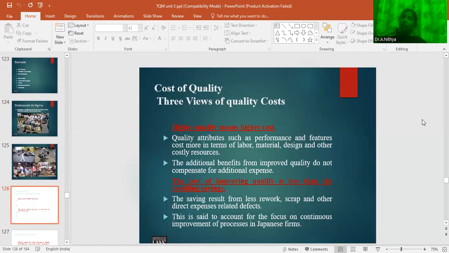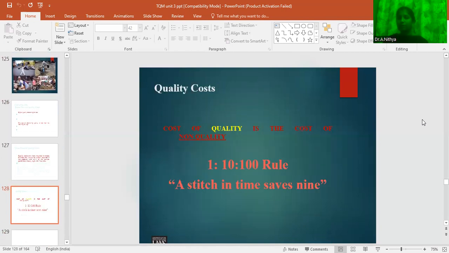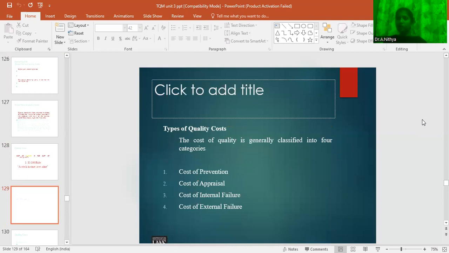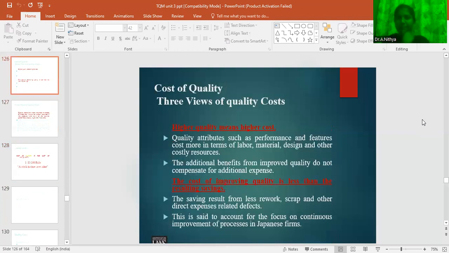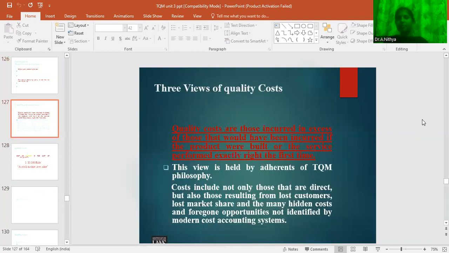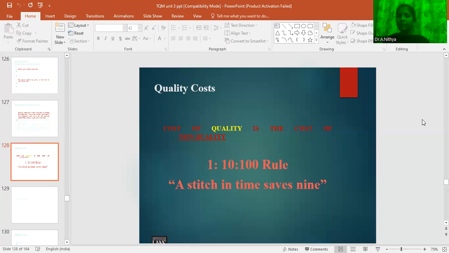Okay, next topic is cost of quality. Cost of quality can be divided into 4: cost of prevention, cost of appraisal, cost of internal failure, and cost of external failure. Quality costs are those incurred in excess of what would have been incurred if the product were built or the service performed exactly right the first time. So cost of quality is the cost of non-quality.